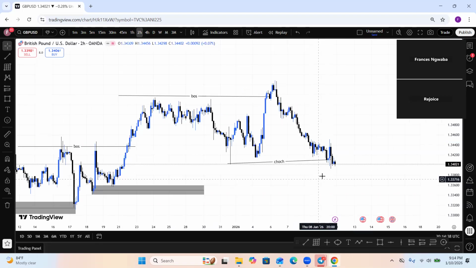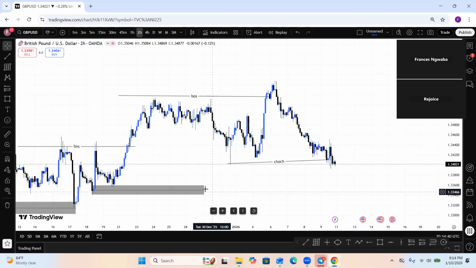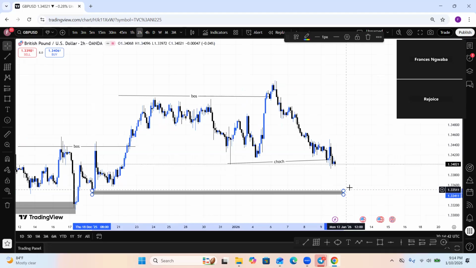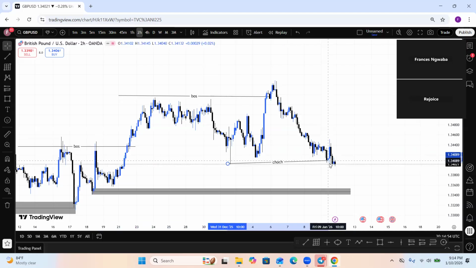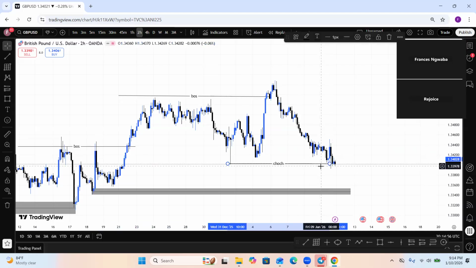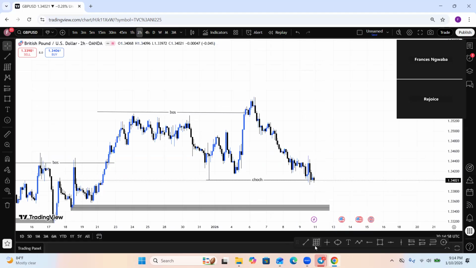And then for this change of character now, basically we're just doing buy setup, buy setup. So here, what it means is that we're waiting for price to come and tap in and start buying, right? You get the concept. So now for this change of character, this is the order block here.